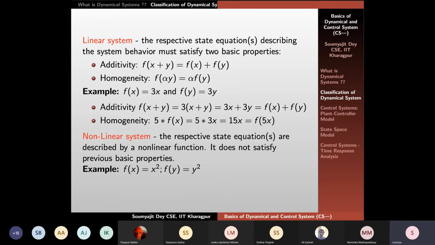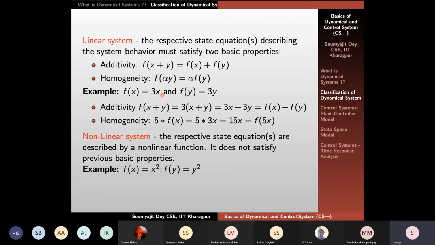Now coming to linearity. A system is linear if the laws of superposition hold, right? If the respective state equations which describe the system satisfy these properties of addition and homogeneity, then we'll call them linear systems. As we know, this is the standard linear equation, right?